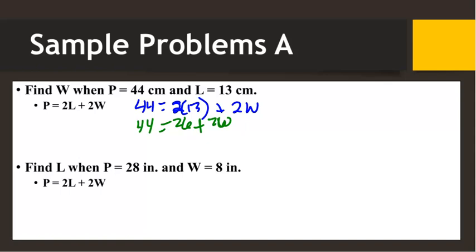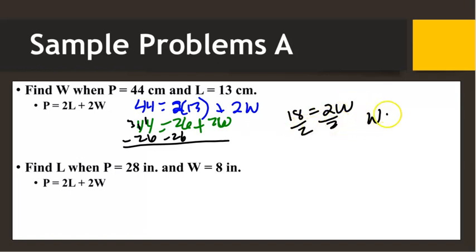The opposite of adding 26 is subtracting 26. So if I subtract 26 on both sides, I'm left with 18. Right now I have 18 equals 2W. To get W by itself, I divide by 2. And the width is going to equal 9 centimeters. If I put that back in there, 9 times 2 is 18, and 18 plus 26 gives us 44.